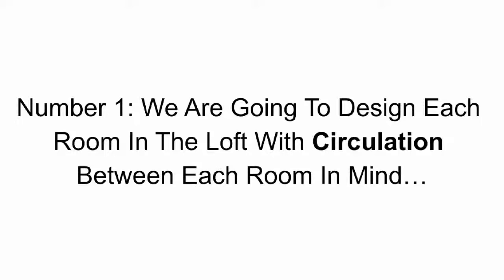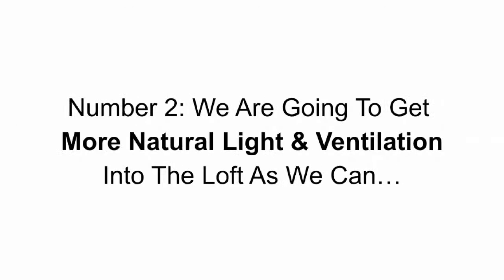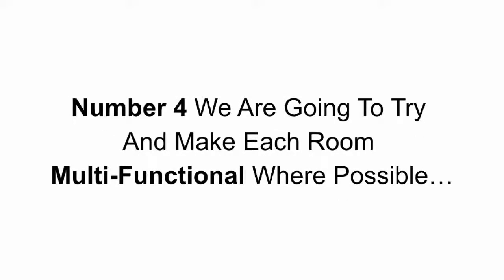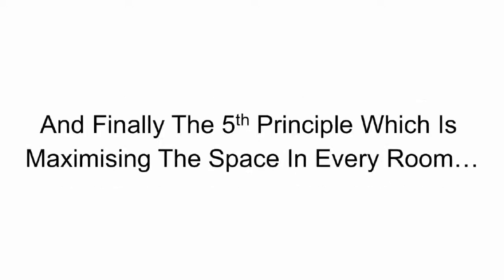Number 1, we are going to design each room in the loft with circulation between each room in mind. Number 2, we're going to get as much natural light and ventilation into the loft as we can. Number 3, we want to provide a connection to the outdoors where we can, although direct access to the front or rear garden usually isn't an option from the loft, but we do achieve something similar in step 4, as you'll see. Number 4, we're going to try and make each room multifunctional where possible. And finally, the 5th principle, which is maximising the space in the loft. We're going to try and use every square foot of space where possible.